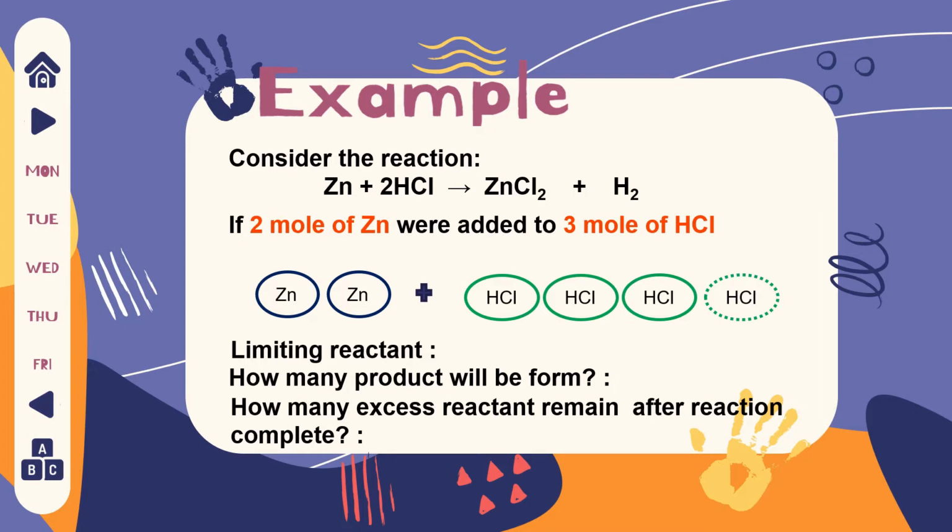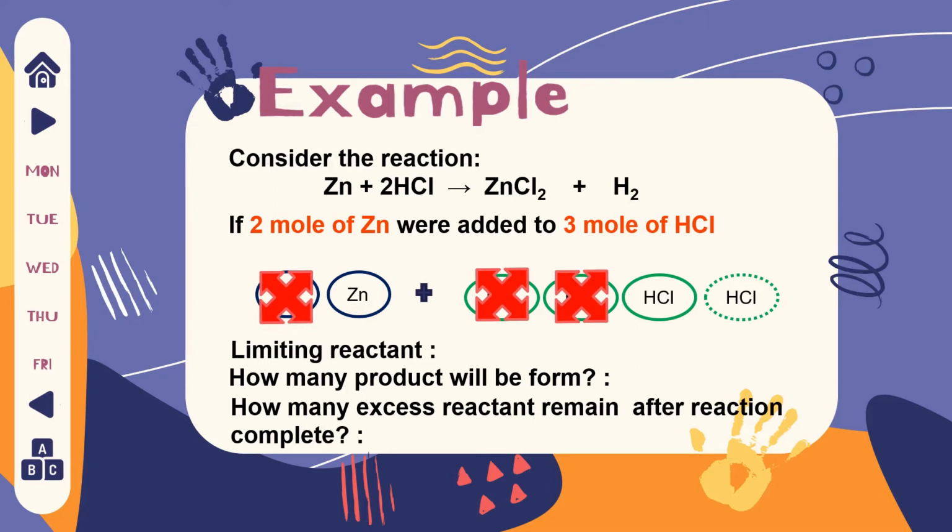So back to our balance equation, you need to form zinc chloride, 1 zinc chloride, you need 1 zinc and 2 HCl. Okay, you need 1 zinc and 2 HCl. So how many product will be formed? So you have 1 zinc react with 2 HCl. So 1 zinc with 2 HCl. So you will have 1 zinc chloride.